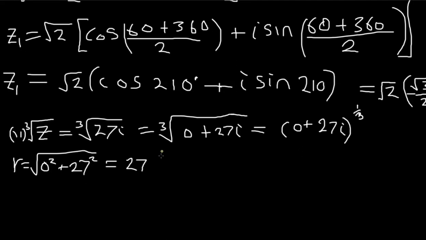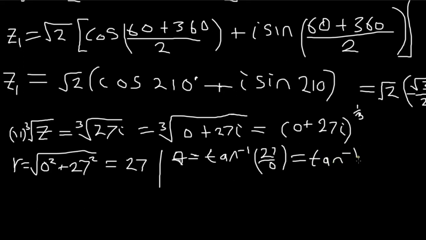So the argument is theta, which is equal to tan inverse of y over x. What is my y? My y is 27, and then my x is 0. So tan inverse of this is tan inverse of infinity, since any number divided by 0 is undefined. So tan inverse of infinity, you get your answer to be 90. Your answer is going to be 90 degrees.